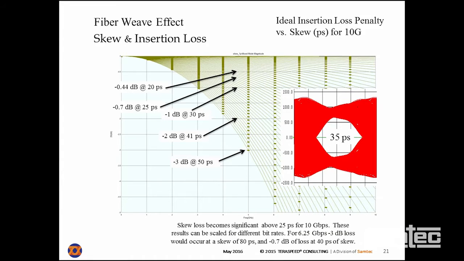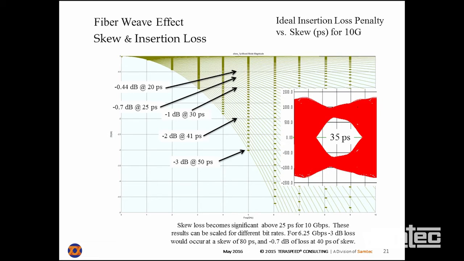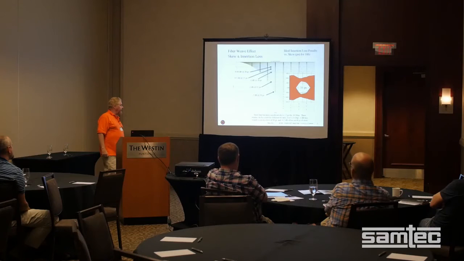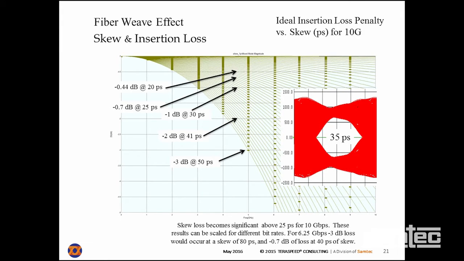And what happens is, as you get more and more delay, that's your skew, it looks like insertion loss. So here's 35 picoseconds, that's about right here. Notice it looks like it's closing the eye. So above 10 gig, 25 picoseconds, you know those things. If you're only going 2, it's not so important. But as the speeds go up, we need to worry about this. So this is something new that came out of us going faster.